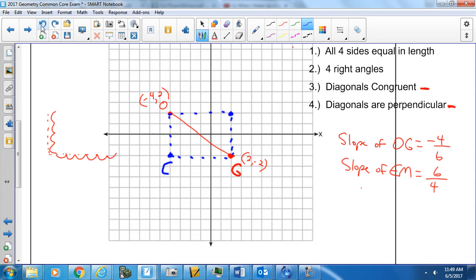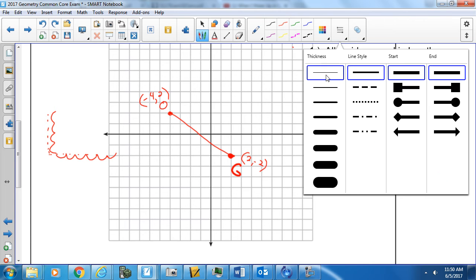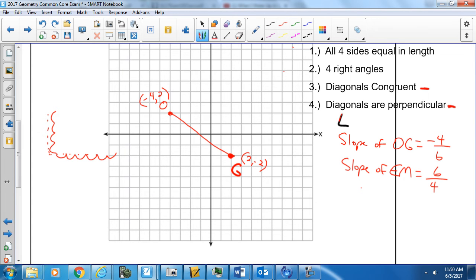So let's go ahead and do one other thing. Let's find the distance or the length of OG, because that'll tell us something too. Remember, the diagonals have to be the same length, and they have to be perpendicular. So let's find the length of OG. Maybe that can help us.